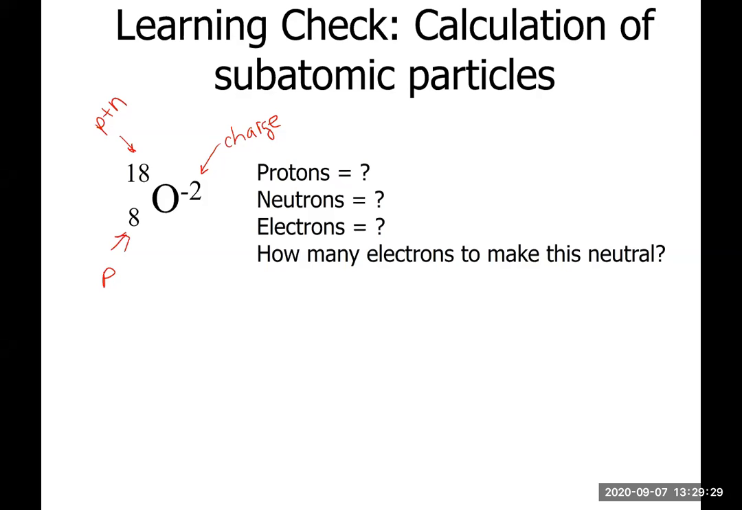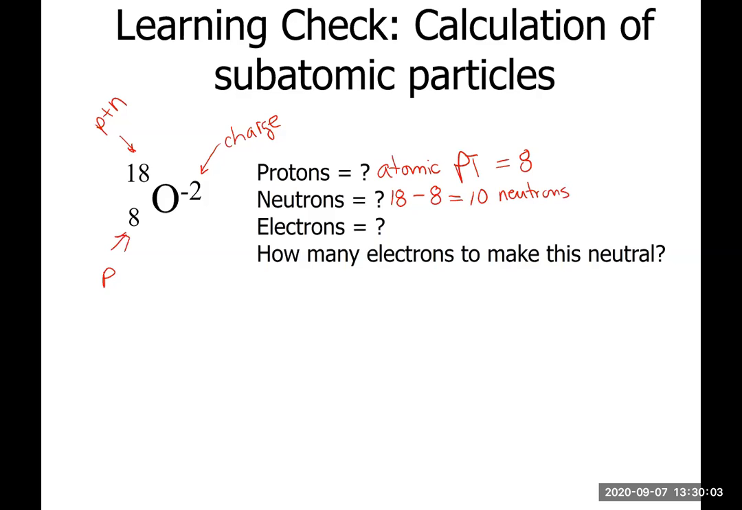So the number of protons is going to be given by the atomic number that we get from the periodic table. And in this case, that's going to be equal to 8. The number of neutrons is given by the mass number, which we know is 18. We're going to subtract the number of protons, and that leaves us with 10 neutrons.